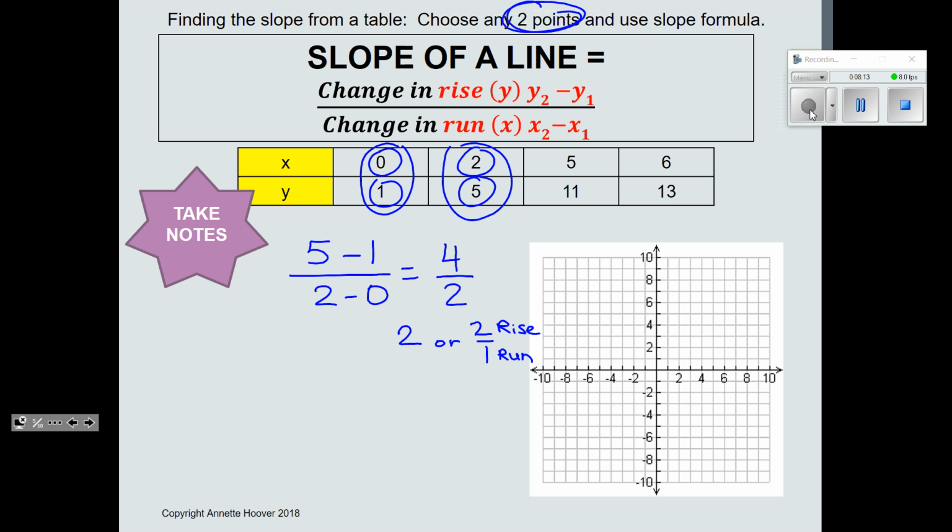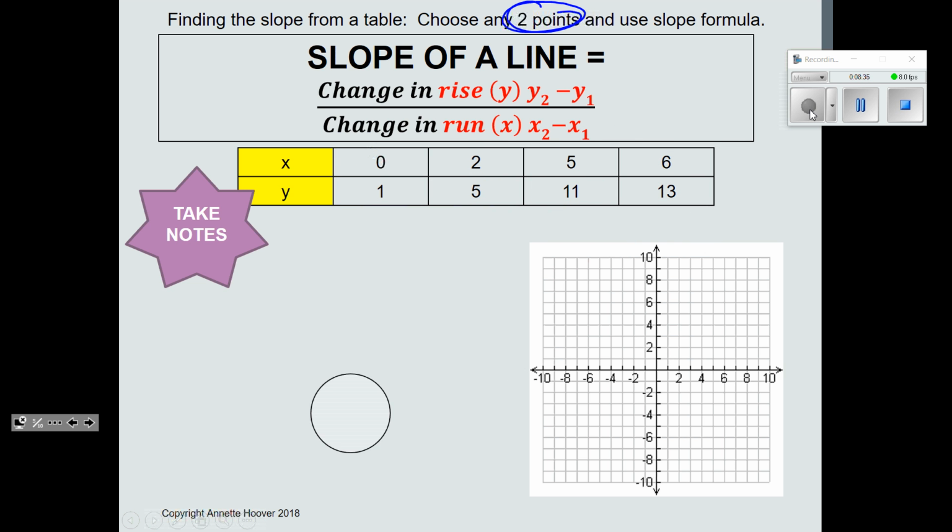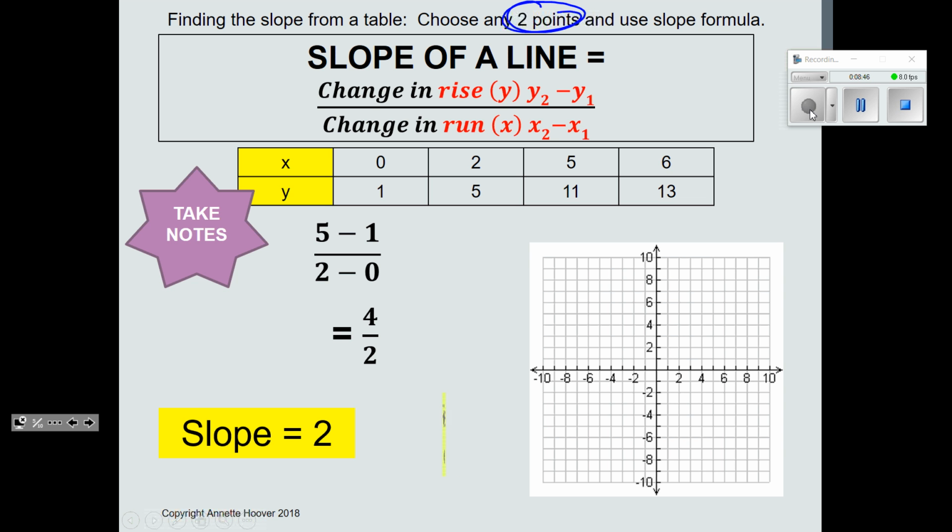Now if I had chosen a different pair, let's say I would have chosen the last 2, then I would have had 13 minus 11, and I would have had 6 minus 5, and I would have had 2 divided by 1, same slope. So as long as it's a linear function, it doesn't matter which 2 points you choose, you're still going to have the same slope. So on my animation here, I chose the first 2 and got that slope of 2. You have to realize that when you have a slope of 2, it's like having a slope of 2 over 1. Rise of 2, run of 1.